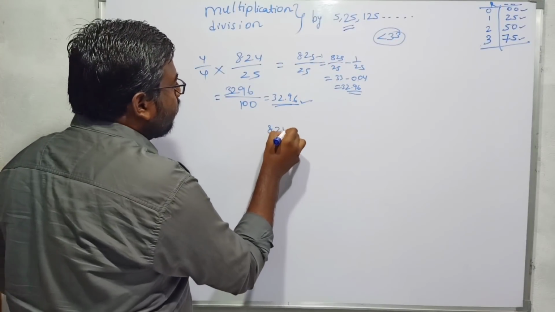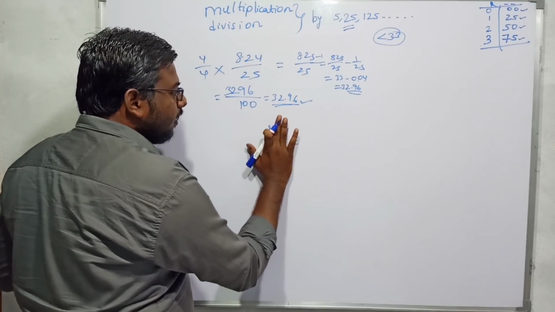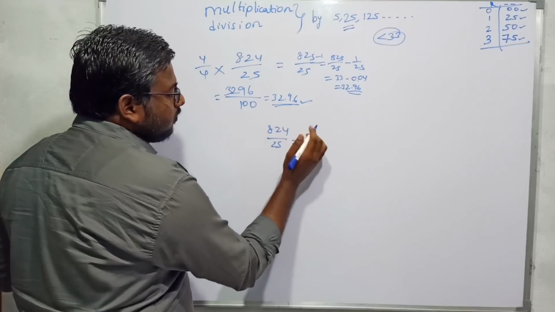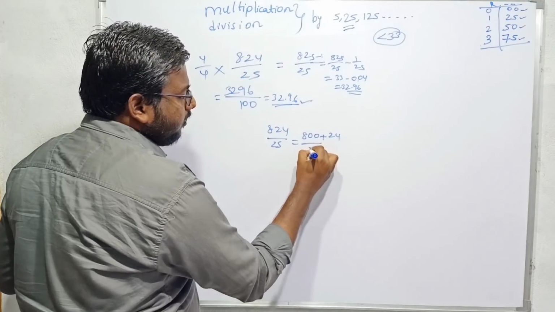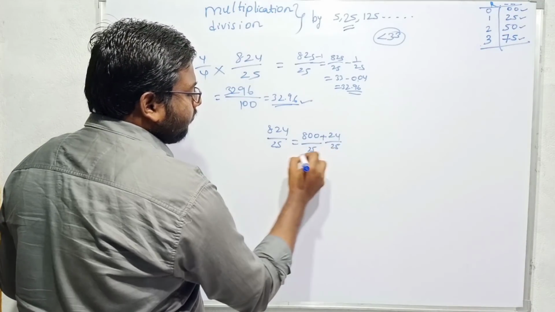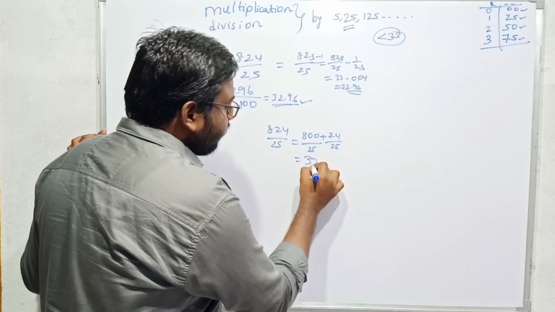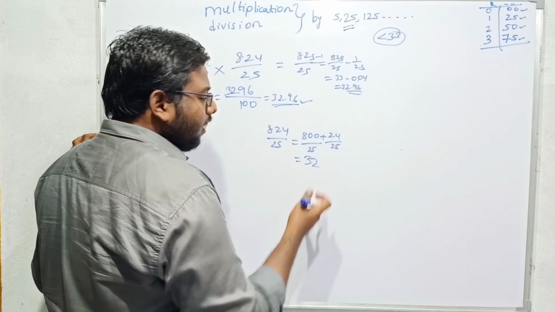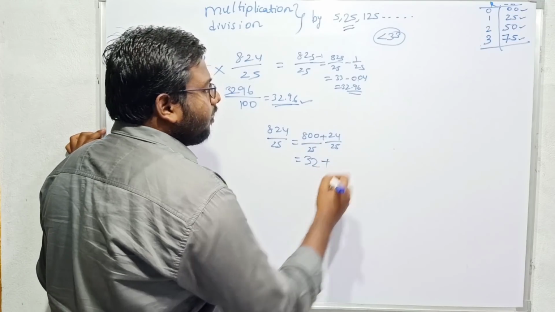For example, 824 by 25. What we will do means, forget about the last 2 digits. That means I will write this as 800 plus 24. 800 by 25 plus 24 by 25. 800 by 25 is nothing but, we know that this is 32, because 8 4s are 32, and the remainder will be 0. 32 plus 0 is nothing but 32, plus 24 by 25.